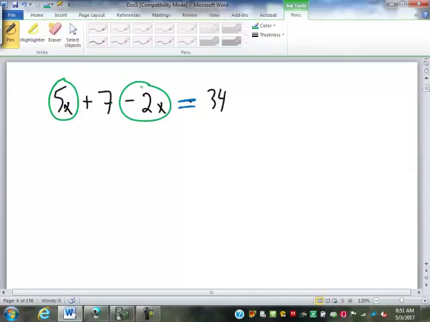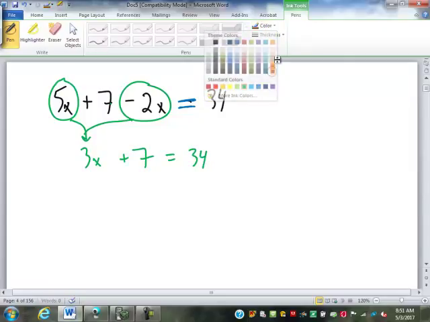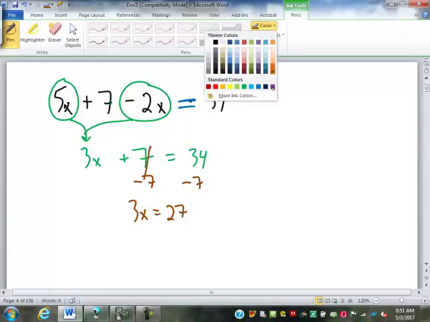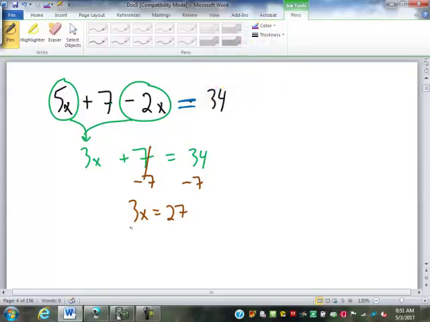Yeah, we combine. Well, they're on the same side. If they're on the same side of the equation, we just combine them. Well, it's 5 and negative 2. So it's a 3x. Then we have the positive 7, so this equals 34. And then from there, what do we do to solve it? Subtract 7 from both sides, so 3x equals 27, and then divide by 3.